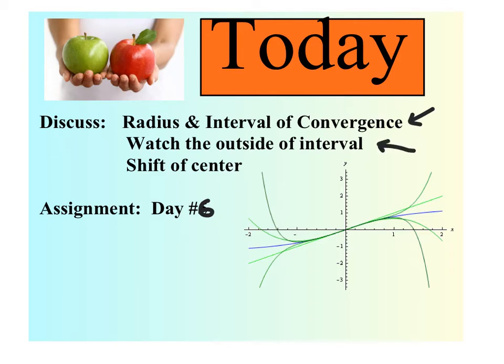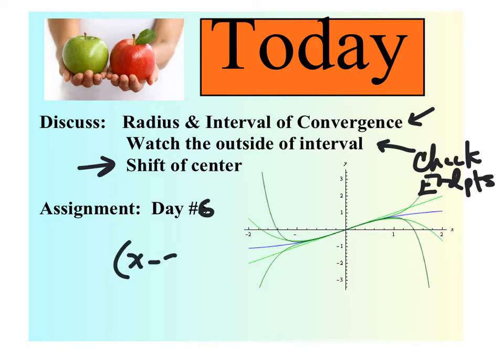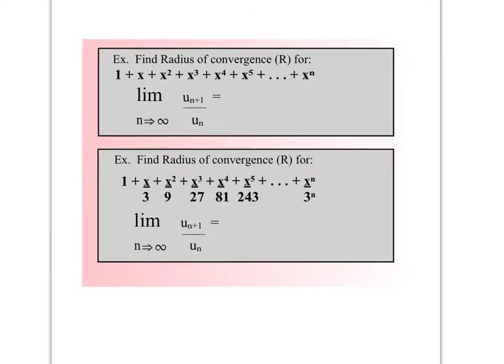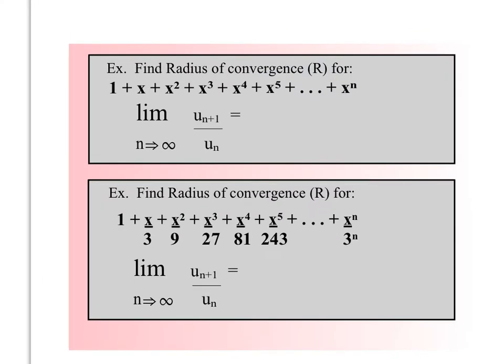This right here, watch the outside of the interval, that's just check the endpoints. So that's check endpoints. And shift of center, that's something like if you see something like that. This here would have a radius of convergence of 1, but the center of it will be at 2. So, yeah, let's get started.